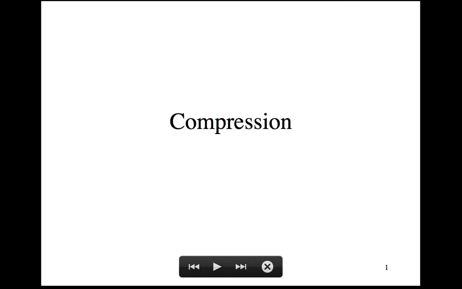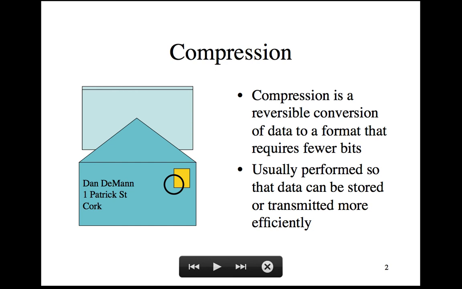So, here's a useful definition of compression. Compression is a reversible conversion of data to a format that requires fewer bits. And it's usually performed so that the data can be transmitted or stored more efficiently.